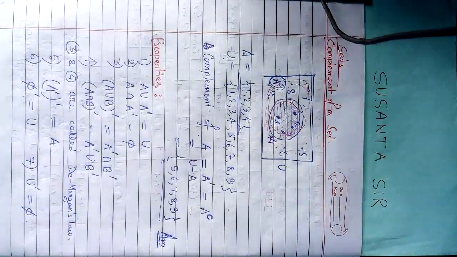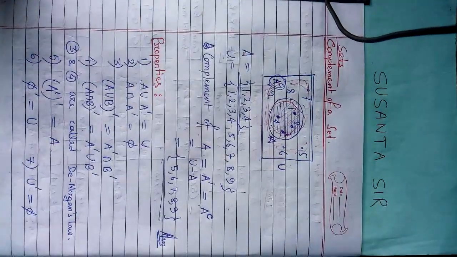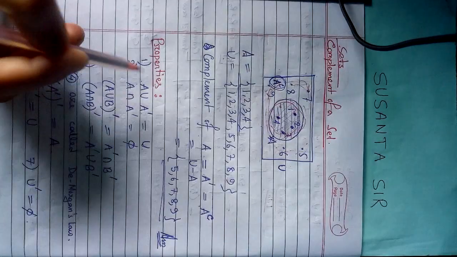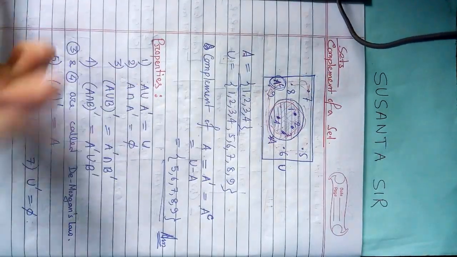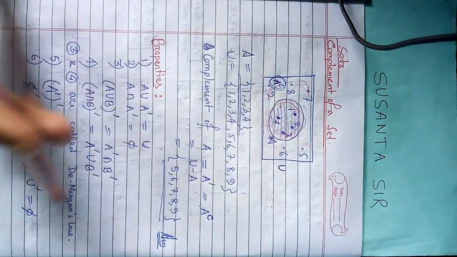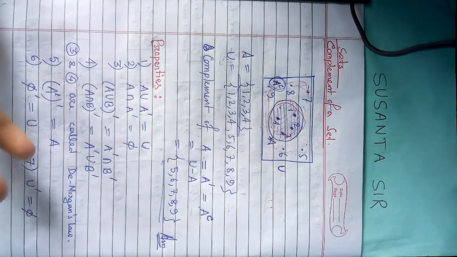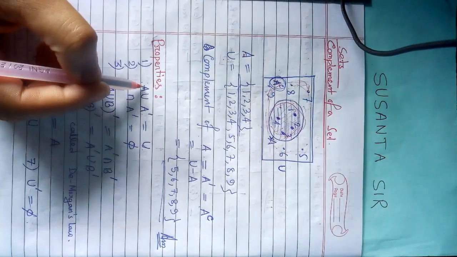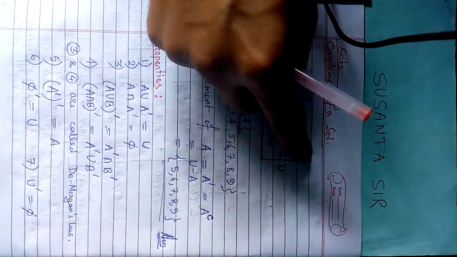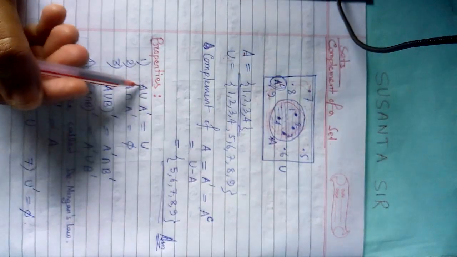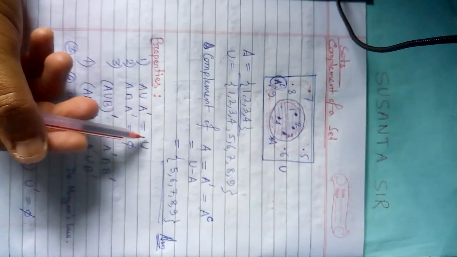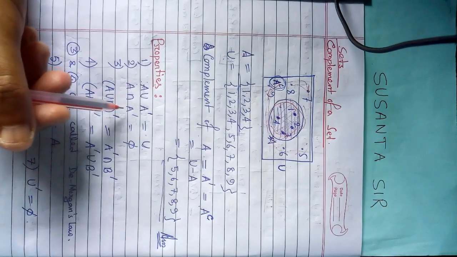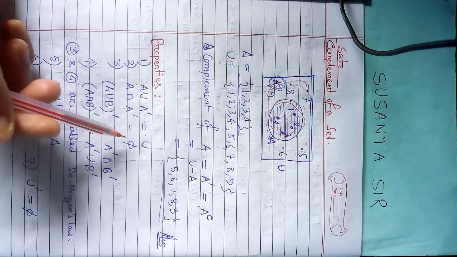Okay, some properties are there related to complement. First, A union A dash. A means inside, A dash means outside A. If you take inside and outside all, you will get U. So A union A dash is always U. Now inside A and outside A, no common element is there, that means the intersection is phi.